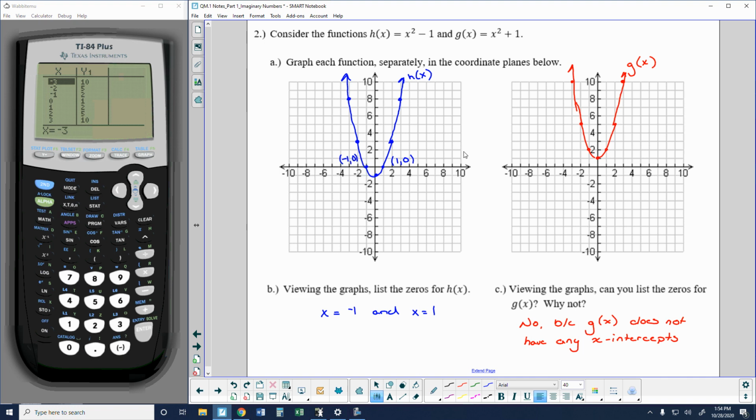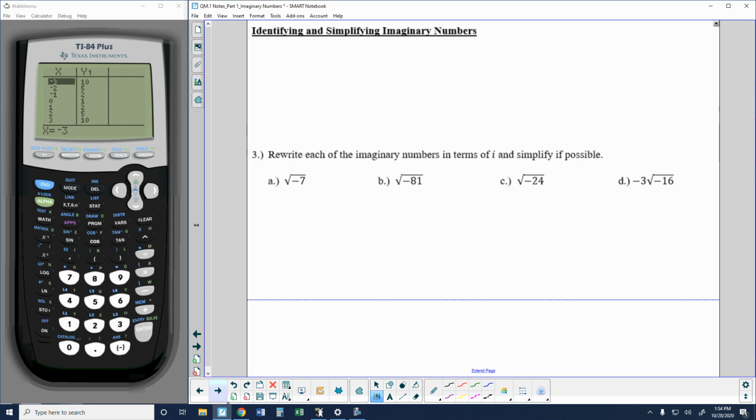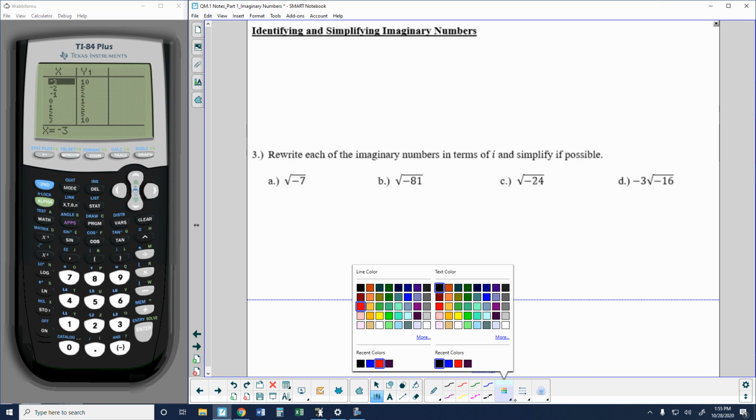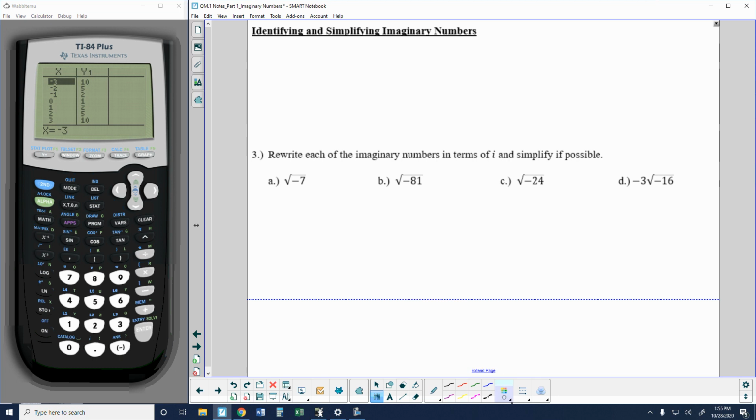So what an xy coordinate plane does is it shows us every real number solution that exists for a function. But there are potentially other solutions that can exist for functions. G of x does have two solutions, but its solutions are found using imaginary units. So an imaginary unit, basically, to give you a semi-pseudo definition here, we use this variable i to represent an imaginary unit.